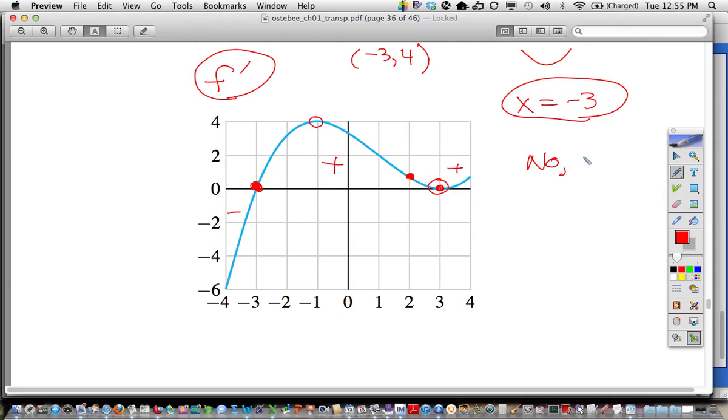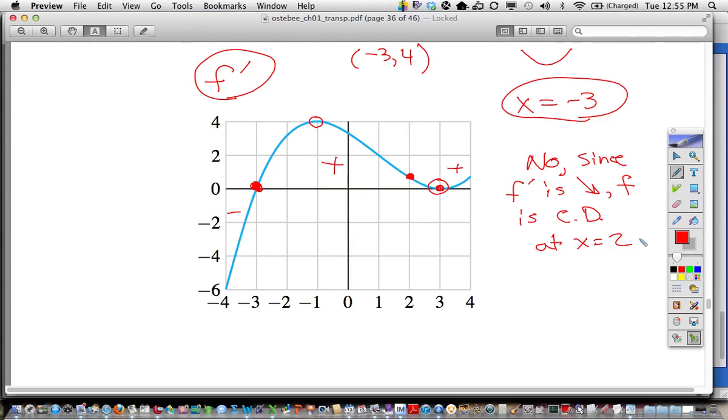So you would say no, and then again, because it says justify your answer, you need to make these connections. Since F prime is decreasing, F is concave down at X equals 2. That's how you would want to justify that answer. Make the connection between F and F prime. All right?